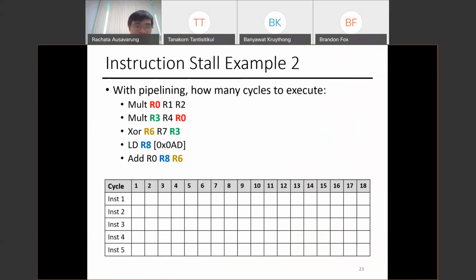So for the first multiply, obvious, right? Fetch, decode, execute, memory. Oh, nope. How many cycles do I spend executing? 5, right? And then memory, and then write back.